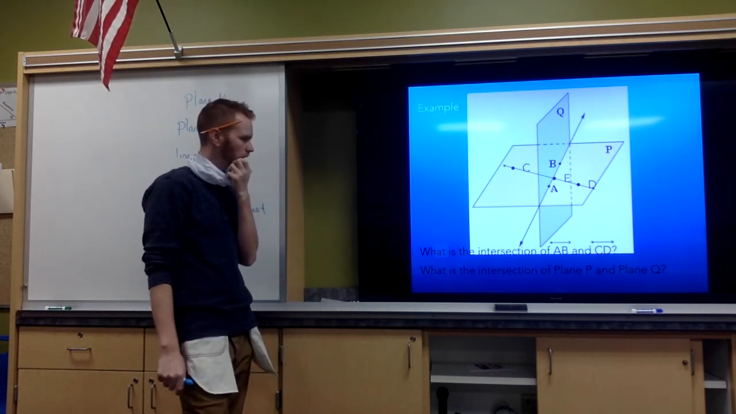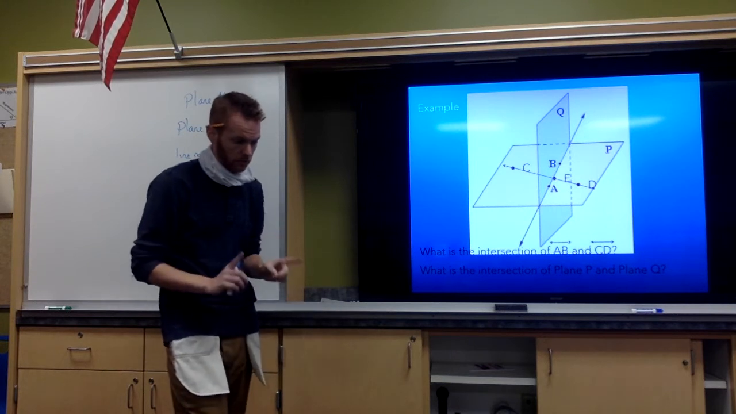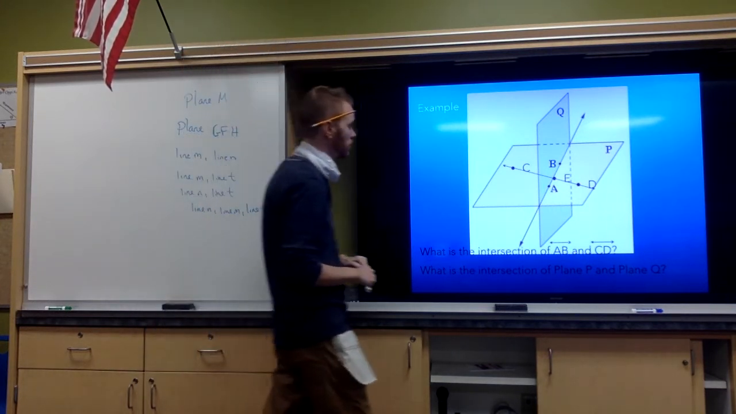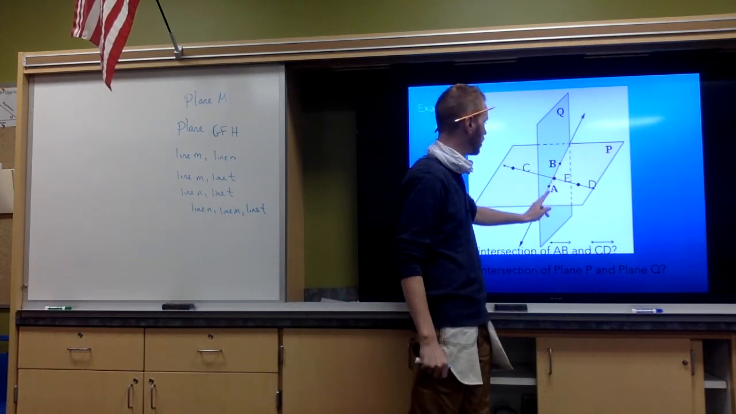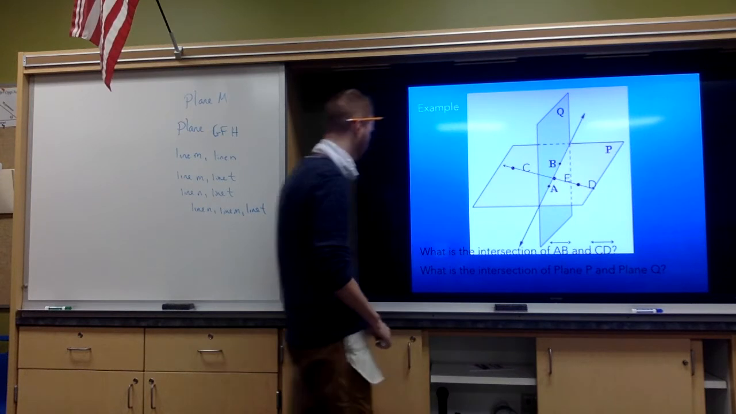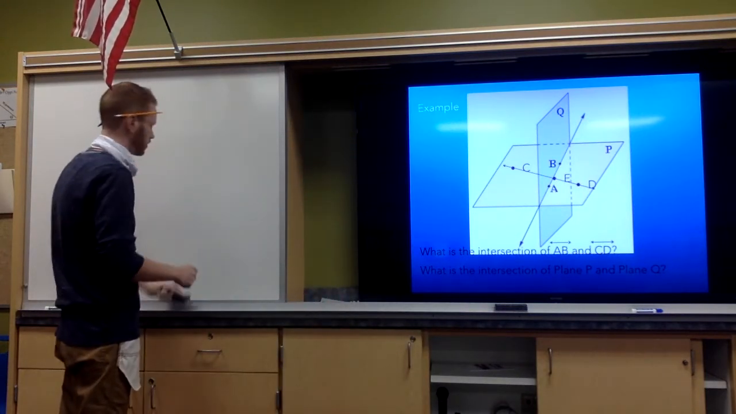What's the intersection of line AB and CD? Is the first question. Go back to what we just stated. When the lines intersect, it's a point. So I'm looking for a point. So here's line AB, here's line CD, intersect at this point, so it's point E. That's the answer for that one. So point E.